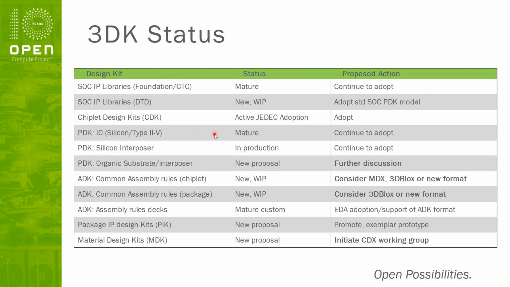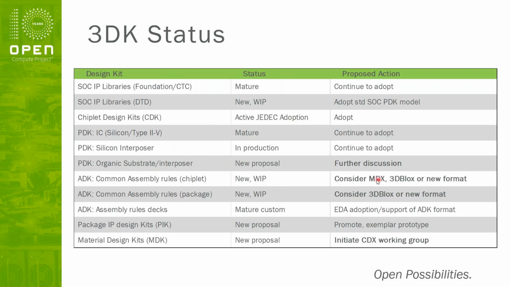So for the PDKs, again, this is pretty standard for silicon and your gallium arsenide and type 35 properties. Silicon interposer, just pretty much continue to adopt. That is pretty mature today, so I'd say that's in production. The organic substrate, this is new, so we need to have some further discussions on how we want to do this. Some vendors do have checks for these, but some of the structures are very different, and a lot of the IC tools are different, and there's different shapes and stuff. So there may be some new work that needs to be done to define these PDKs.